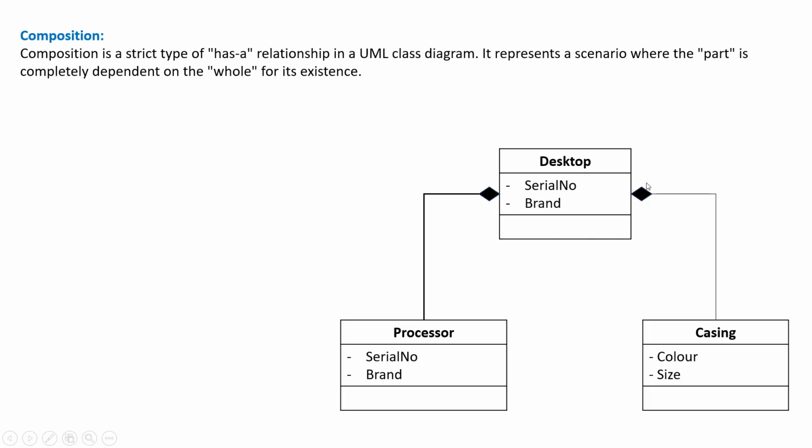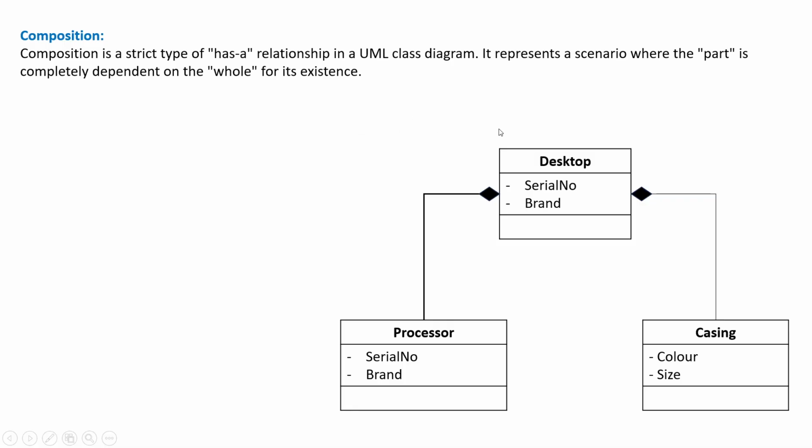And we say that it is a composition because we wouldn't necessarily use casing or a processor on its own. It needs to be part of a desktop. So it represents a scenario where the part is completely dependent on the whole for its existence.